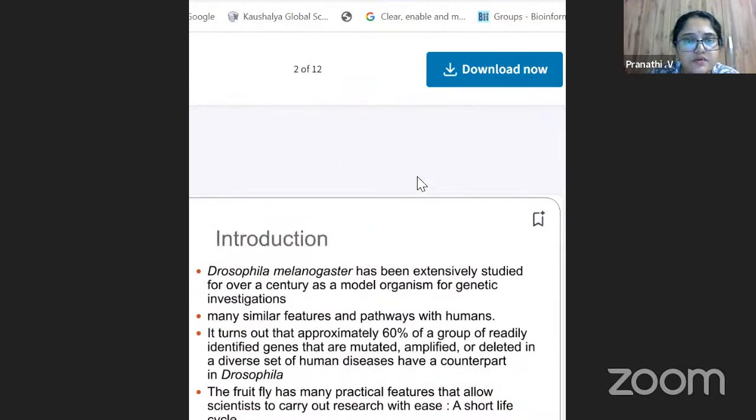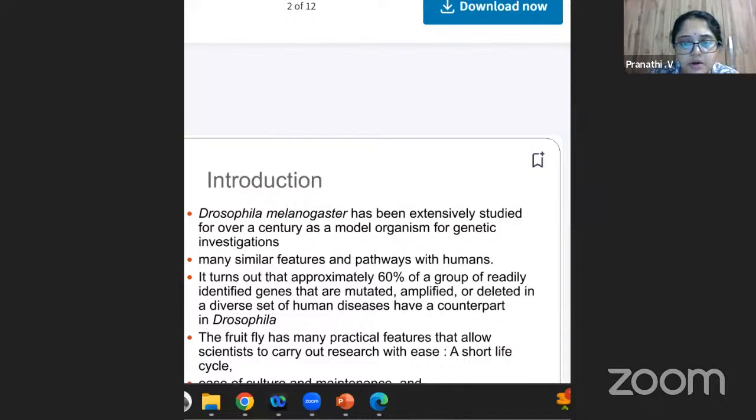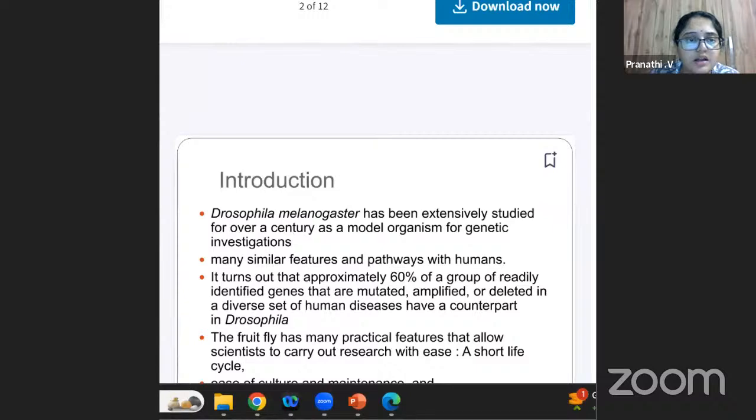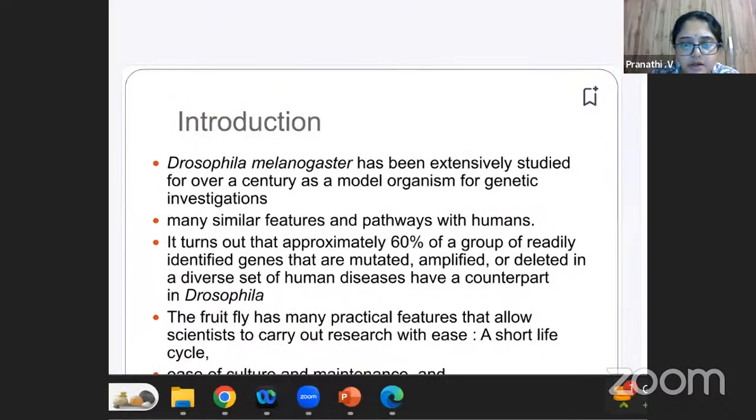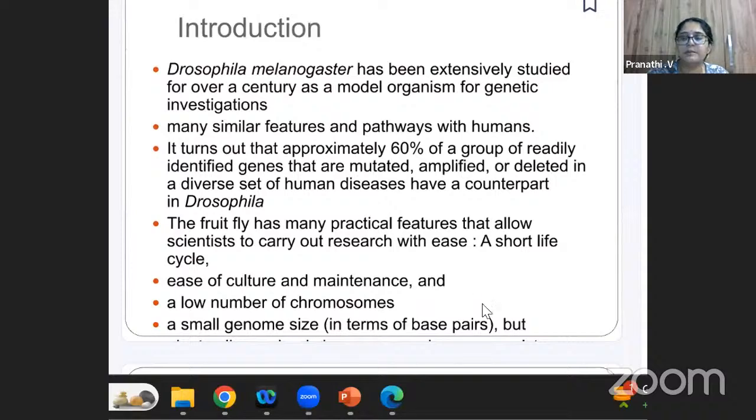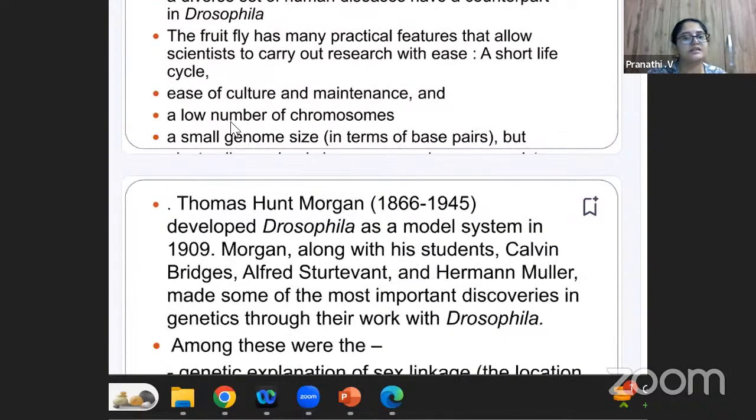So when it comes to Drosophila melanogaster and why it is an important organism for life sciences, it has been extensively studied for more than a century. Why? Because its features are very similar to those of human beings, and approximately 60% of disease genes have been identified, and they can be amplified, deleted, inserted according to the different kinds of diseases. It also has a short lifespan, is easy to culture, has a low number of chromosomes and a small genome size, and you can easily manipulate it.